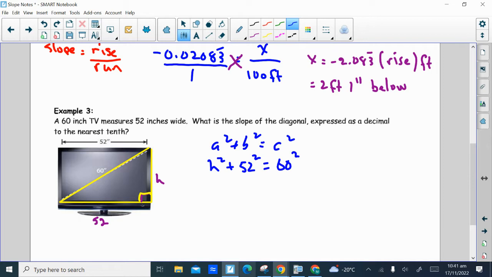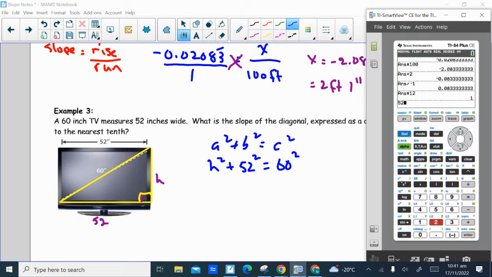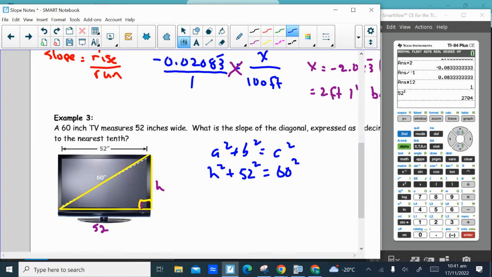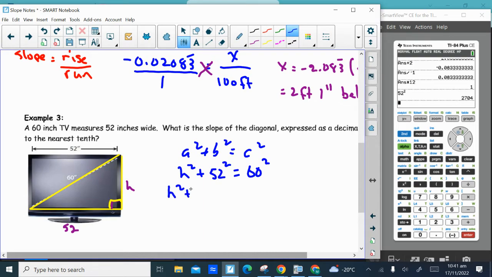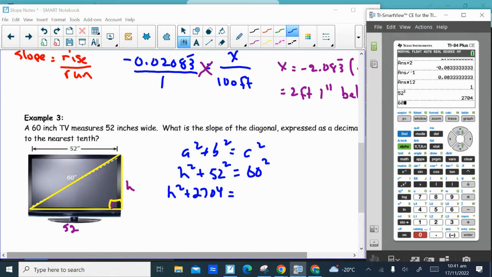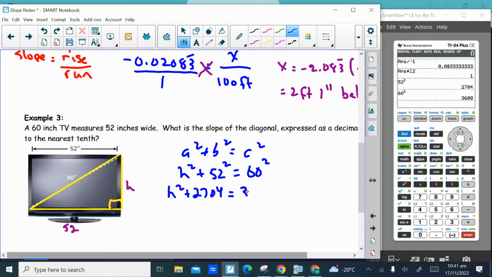So you can use your calculator to find out what 52 squared is. That's 2704. And you can also find out what 60 squared is. I think that's 3600. Yep. And we need to calculate what the value of h is. Before we can get h, we have to get h squared by itself by subtracting the 2704 from both sides. We need to get the h squared by itself.